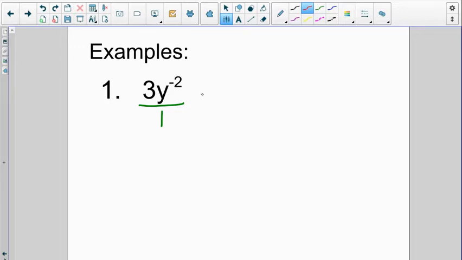Now, we do have to keep in mind that the numerator has 2 different parts to it. It has the 3 and it has the y to the negative second power. Okay, it's not 3y raised to the negative second power. It's just the y that's raised to the negative second power, and then the 3 is out in front of it. So when we try to move things around, whether it's up or down, or in this case, down to the denominator, we're only moving the y. Okay, we are not moving the 3.